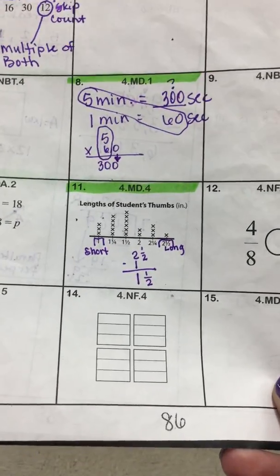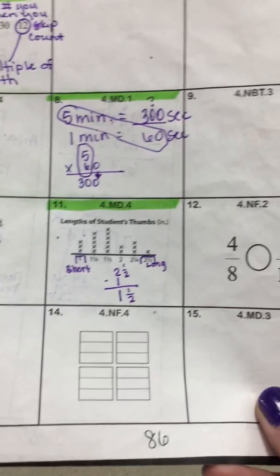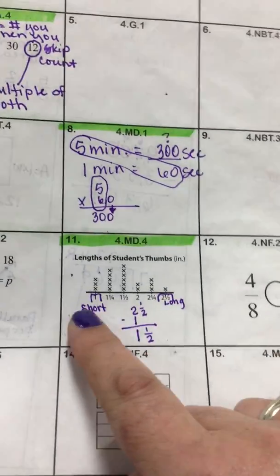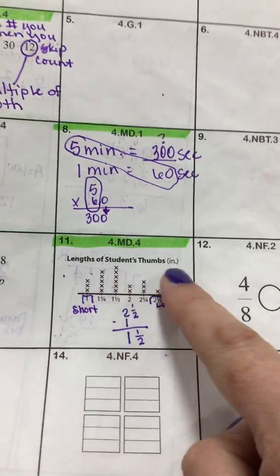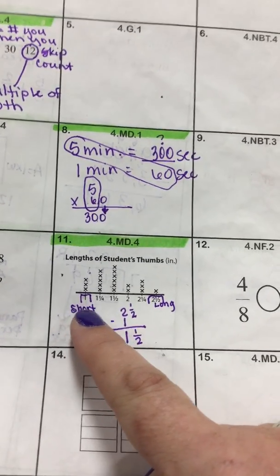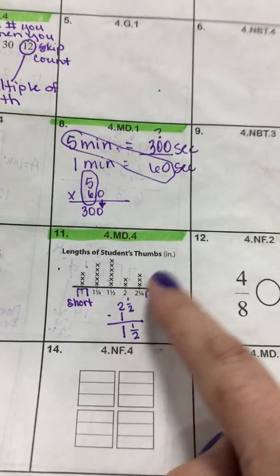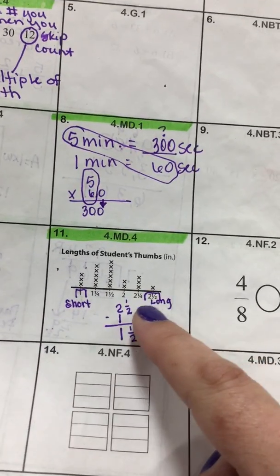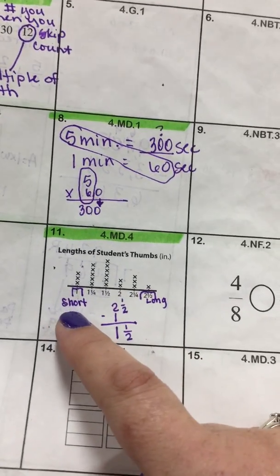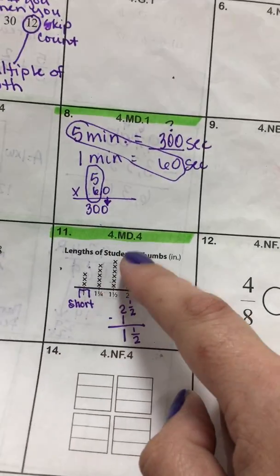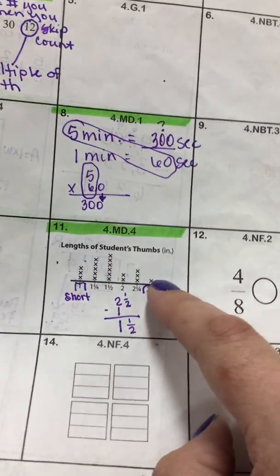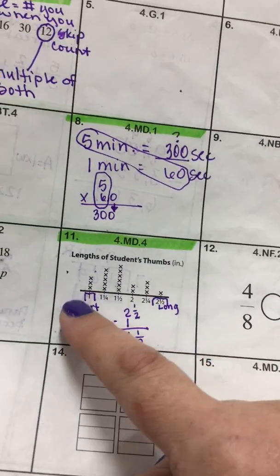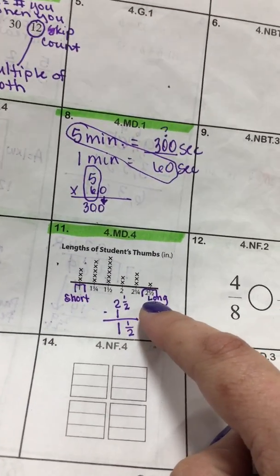On number 11, this is a line plot. Sometimes it gets kind of confusing. This one we're talking about lengths of students' thumbs. Since this is lengths of student thumbs, that means that the numbers down here are our lengths in inches. The question was, what is the difference between the longest thumb and the shortest thumb? These X's are the students. So you're not looking at the longest column, you're looking at the longest thumb, which would be the measurement.